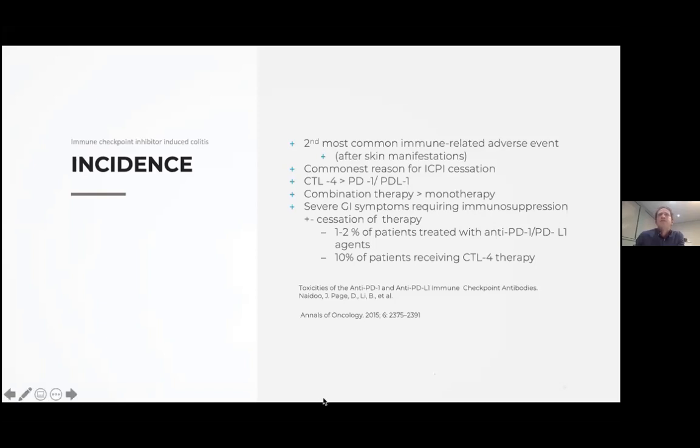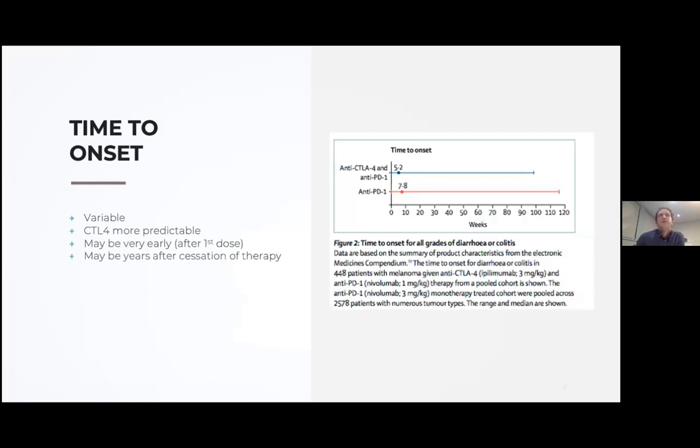Interestingly enough, time to resolution with these agents is variable. The average is between 1 and 5 weeks, but some patients may persist with grumbling type symptoms for months, irrespective of their initial response to treatment.